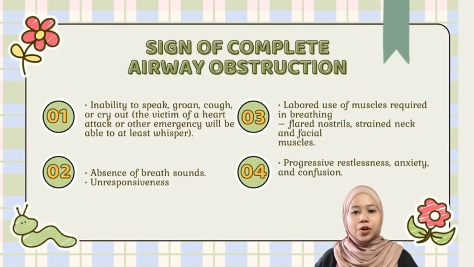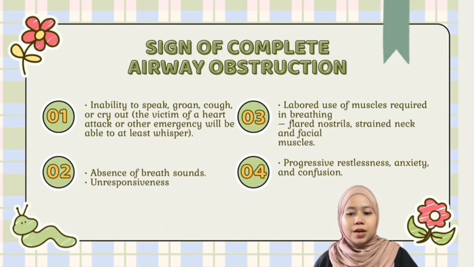Signs of complete airway obstruction. First one is inability to speak, groan, cough, or cry out. The victim of a heart attack or other emergency will be able to at least whisper. Then, absence of breath sounds and unresponsiveness. Next, labored use of muscles required to breathe, flaring nostrils, larynx, and facial muscles. Lastly, progressive restlessness, anxiety, and confusion. Next is the video of inability to speak, groan, cough, or cry out.